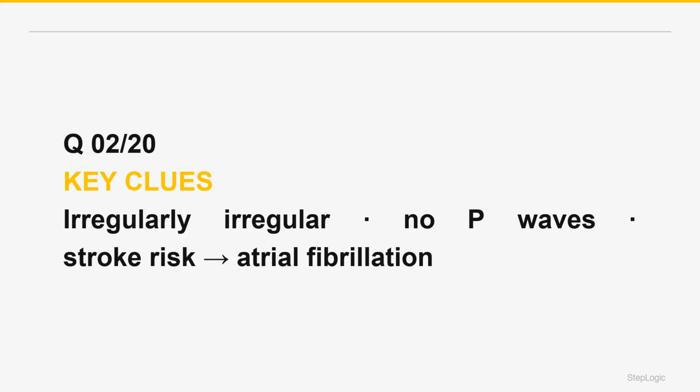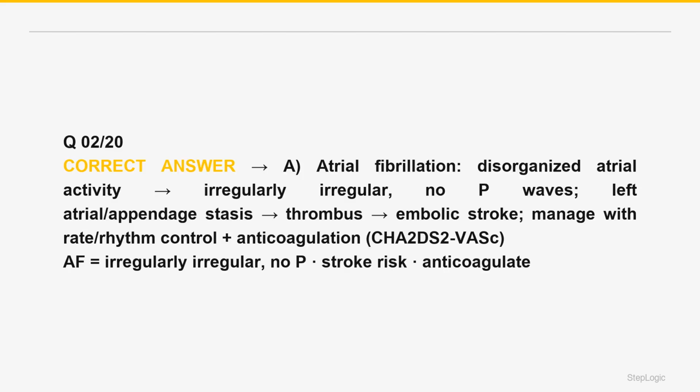This is atrial fibrillation, AF, the most common sustained arrhythmia. Disorganized, chaotic electrical activity in the atria replaces coordinated contraction. So the ECG shows no discrete P waves and an irregular ventricular rhythm. The AV node conducts impulses erratically. Risk factors include hypertension, age, heart failure, valvular disease, hyperthyroidism, and alcohol. The correct answer is A.